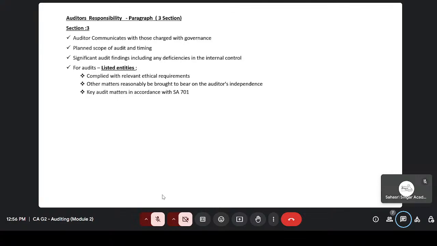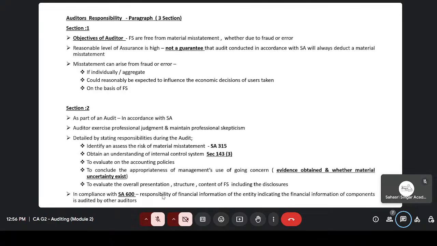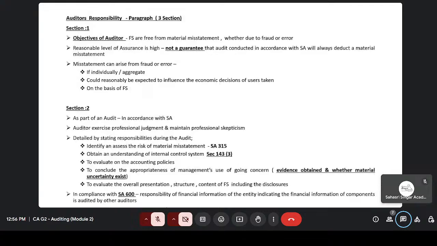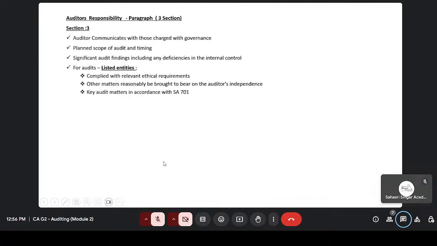The auditor also communicates with those charged with corporate governance about the scope and timing, and significant audit deficiencies in internal control. See, this internal control is very, very important. This point not only comes in the management responsibility, even the auditor's responsibility also has internal controls appearing in it. You can see here, right? So this keeps repeating. Also, for listed entities, it should be complied with the relevant ethical requirements, and other matters reasonably bearing on the auditor's independence. Key audit matters in accordance with SA 701. So you should know basically what 701, 705, 706, 700 are.